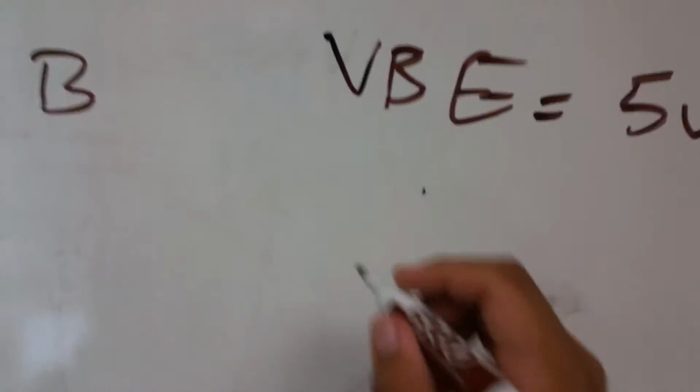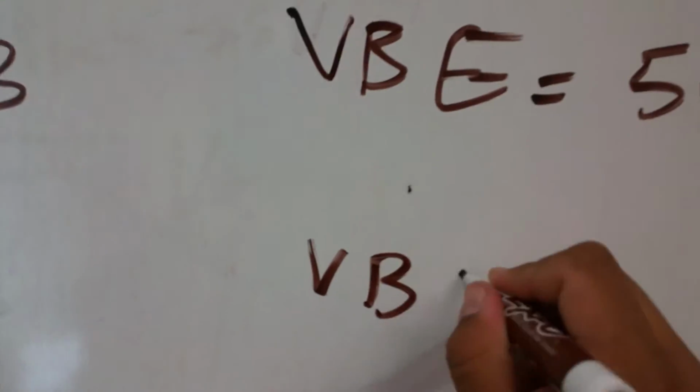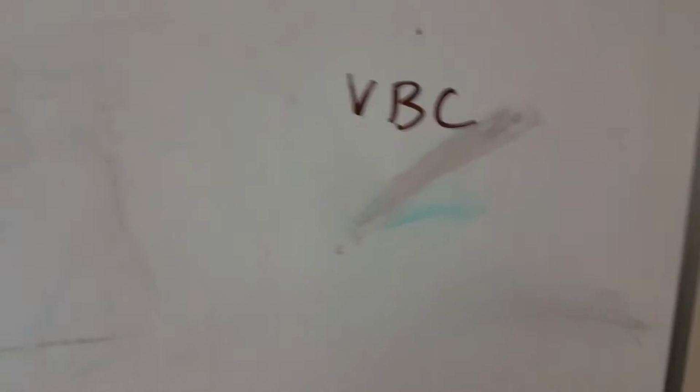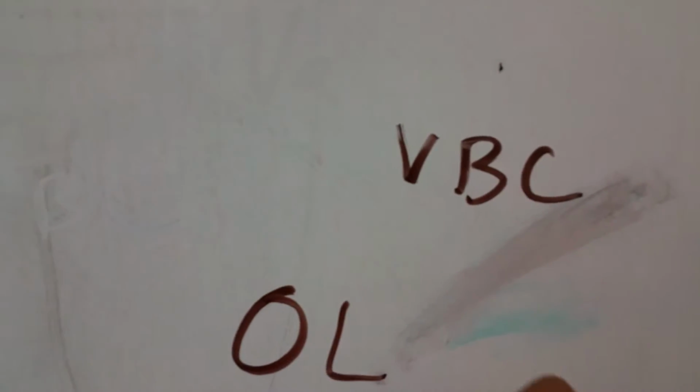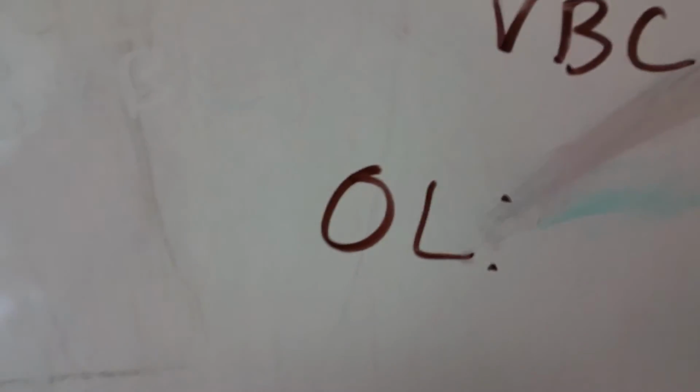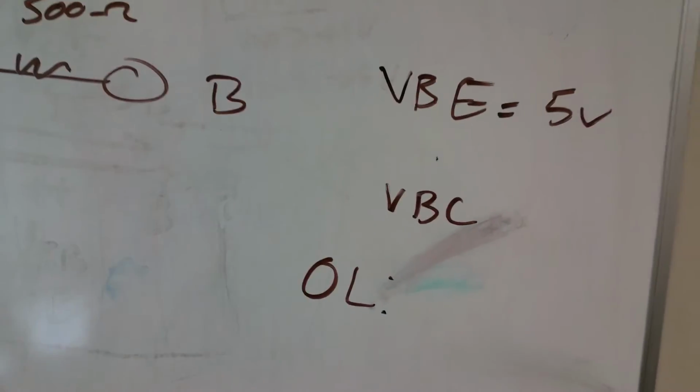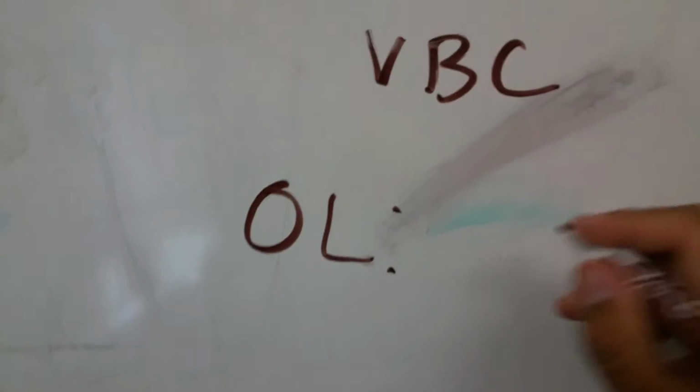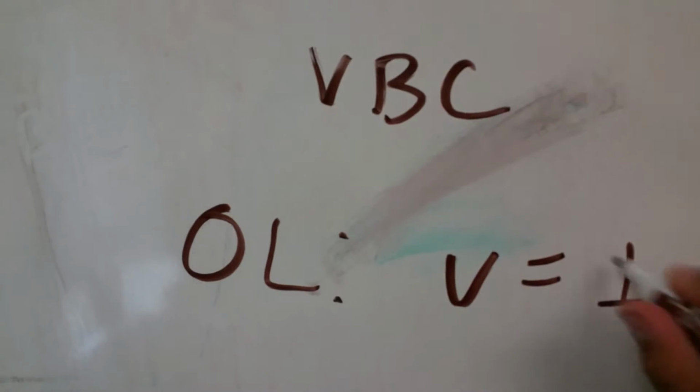So for VBC, I'm going to go back to the basics. I'm going to try Ohm's law. It's always good to go back to the fundamentals. For those of you who don't know Ohm's law, I'm just going to put it up again. It's going to be voltage is equal to current times the resistance.